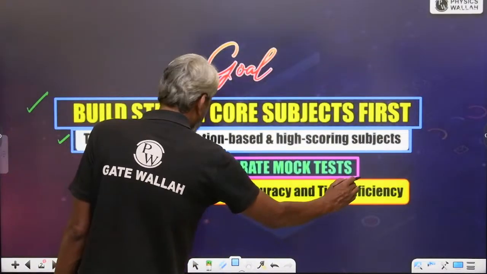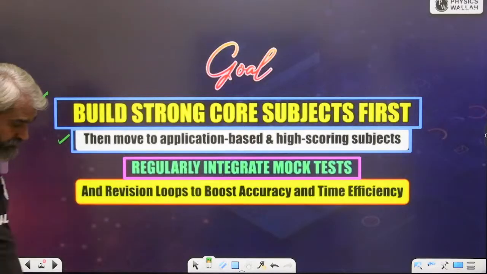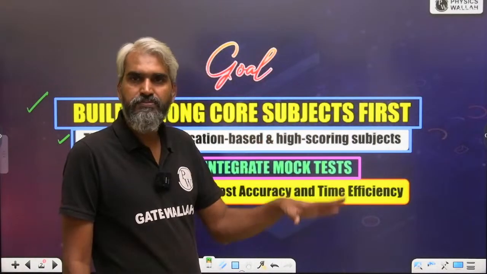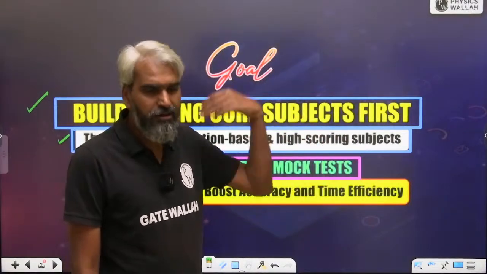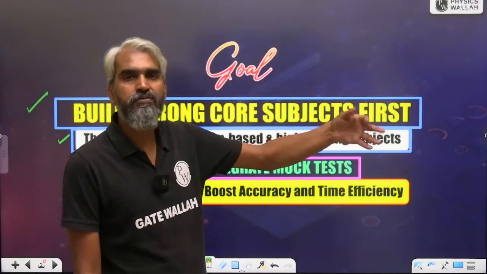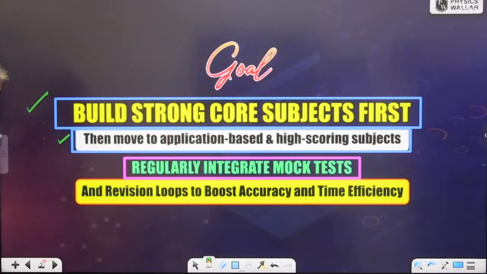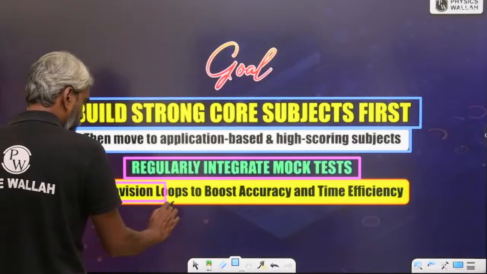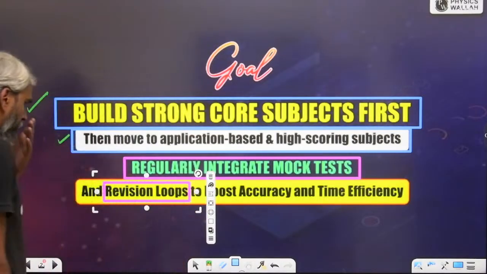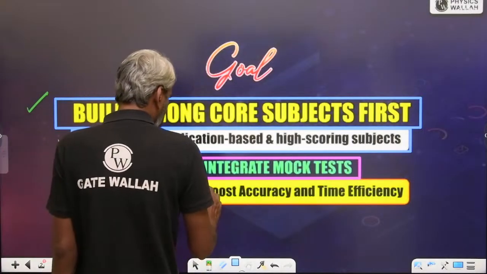So regularly integrate mock test along with your preparation and revision loop. That means one subject is complete, revise it, give test. Within 1 month, revise it once again. Again, try to give the test of that particular subject. Within 1 month, try to revise the subject once again and give the test once again. So, I will categorize into 2 parts. Revision loop.